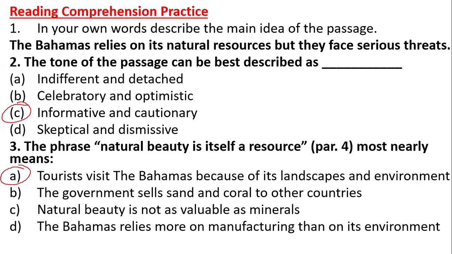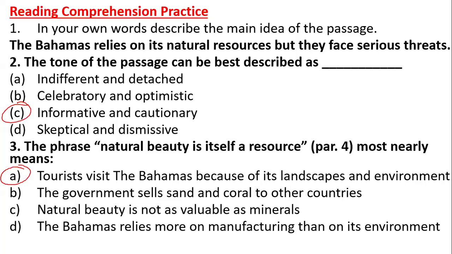It says the phrase natural beauty is itself a resource. Natural beauty is a resource because it attracts what? It attracts people, right? So they come to see the corals, the blue holes, the pink sand. The beauty of the island is itself the attraction. And millions of tourists come here, and it's a resource because they would pay to come to our island, pay to be toured, pay to experience the attractions of this island.